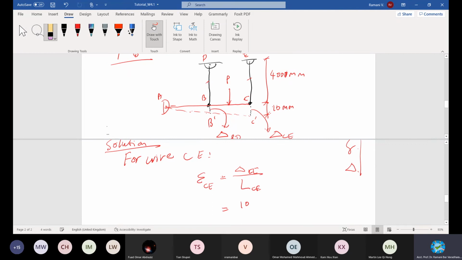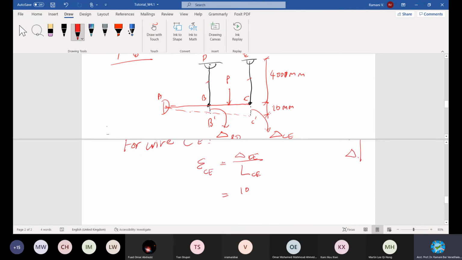And then all the values are given, so I can conveniently substitute the values for CE. The change in length in CE, from C to C dash, is 10 mm. That is my change in length. The original length is 4000 mm. What is the answer?